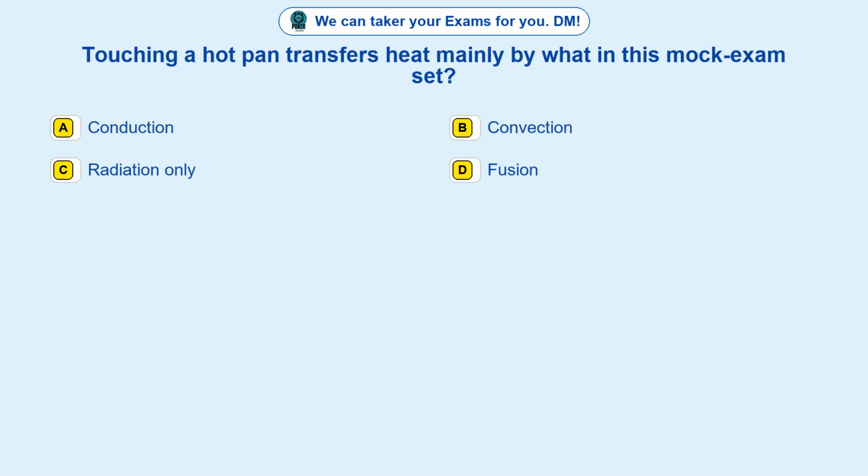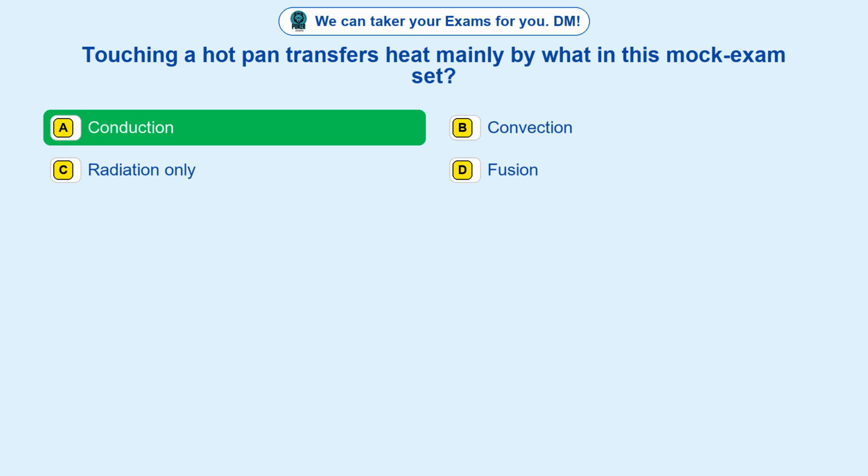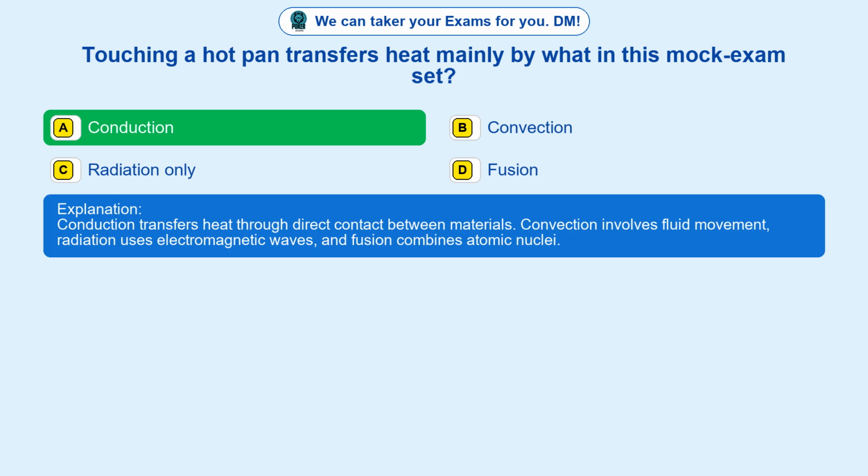Question 75. Touching a hot pan transfers heat mainly by what in this mock exam set? Option A, conduction. Option B, convection. Option C, radiation only. Option D, fusion. The correct answer is option A. Conduction. Conduction transfers heat through direct contact between materials. Convection involves fluid movement, radiation uses electromagnetic waves, and fusion combines atomic nuclei.